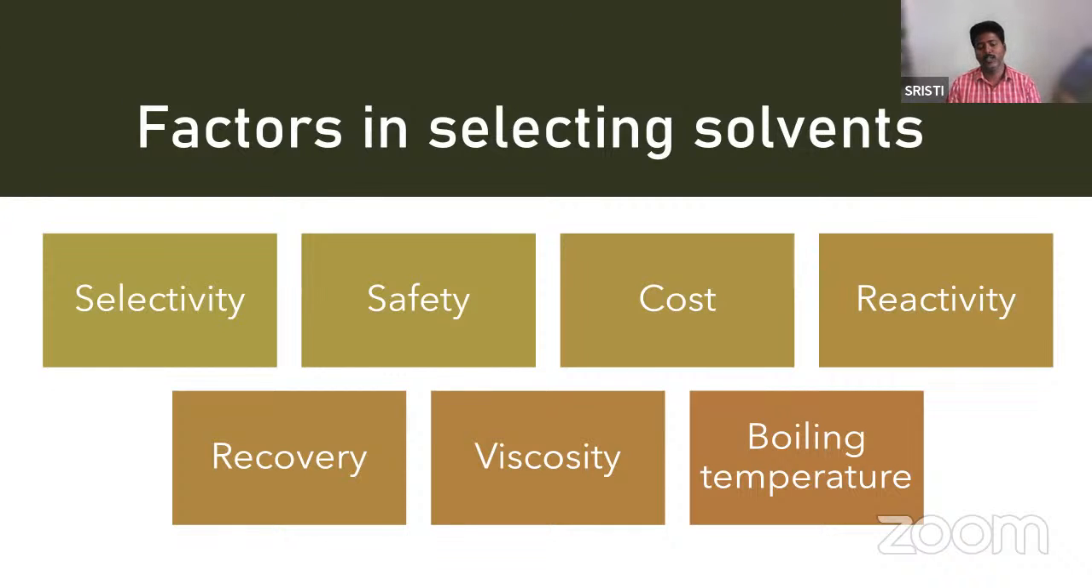And then recovery. Recovery means that in most extraction processes, you can recover the solvent system. Some solvents can be recovered using different methods, so you can reuse the same solvent for the next extraction or other extraction processes. And viscosity. If the viscosity is higher, the solvent will not penetrate the cells of the plant tissues. So the viscosity should be lower so that it can easily break through the cell systems and help in extraction of the secondary metabolites you are planning for.